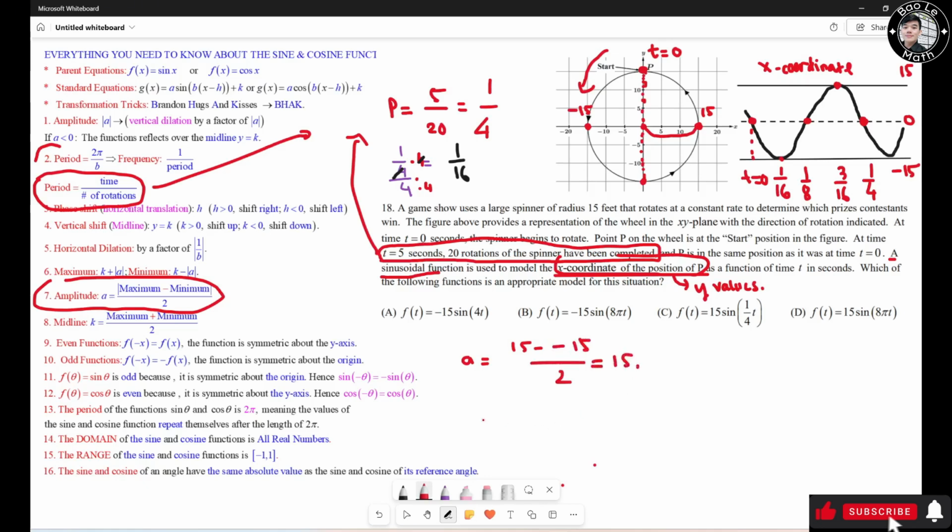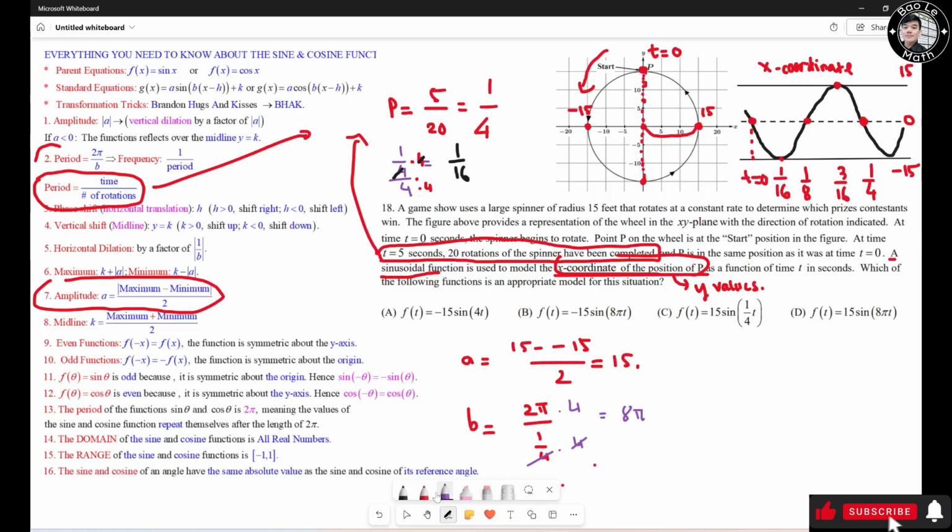Next one, we need to calculate the period. So the period is 1 over 4, right? So then we use this one to solve for B, right? So B equals 2 pi divided by period, which means divided by 1 over 4, right? So we're going to multiply the top and bottom by 4, right? So then we simplify this one. So the answer is 8 pi, right?